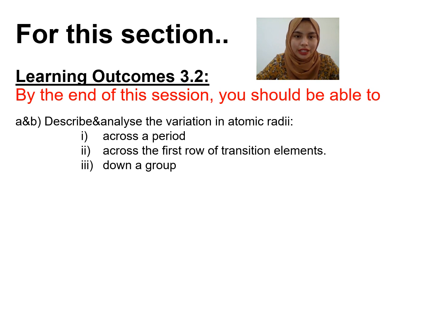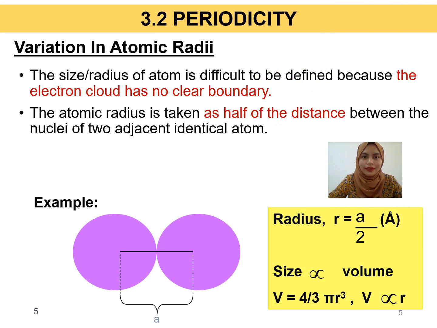So in this section, I would like to describe and analyze the variation in atomic radii across a period, across the first row of transition elements and down a group of the periodic table of elements. Okay, in the periodic table of elements, each atom has its own size. So how do you know the size of the atom? The size of the atom is taken through atomic radii.